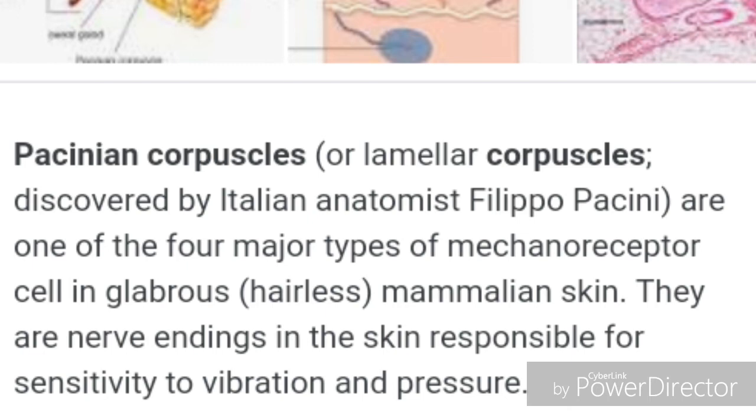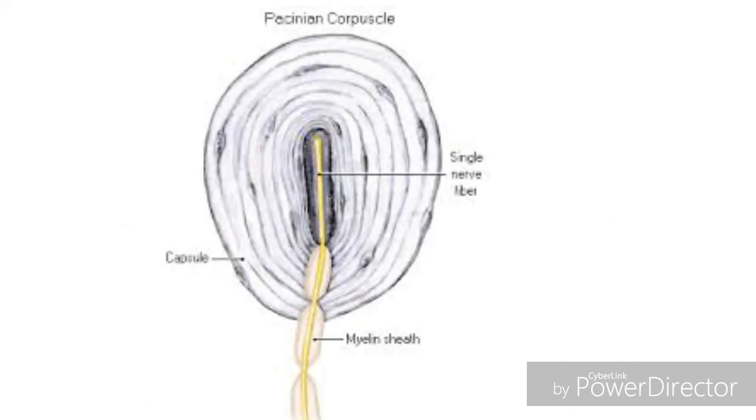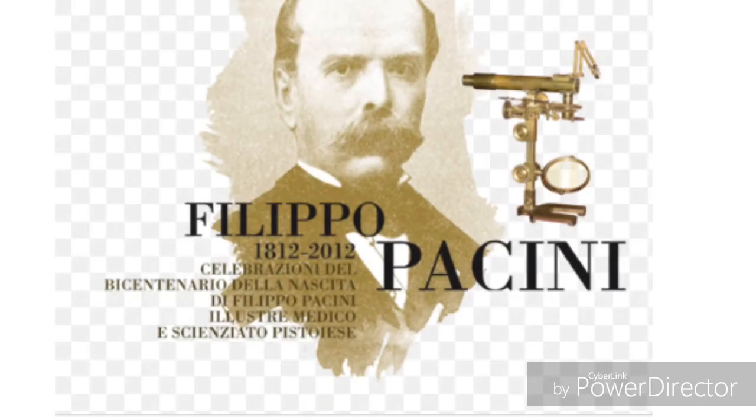Pacinian corpuscles or lamellar corpuscles, discovered by Italian anatomist Filippo Pacini, are one of the four major types of mechanoreceptor cells in glabrous mammalian skin. Pacinian corpuscles are nerve endings in the skin responsible for sensitivity to vibration and pressure.